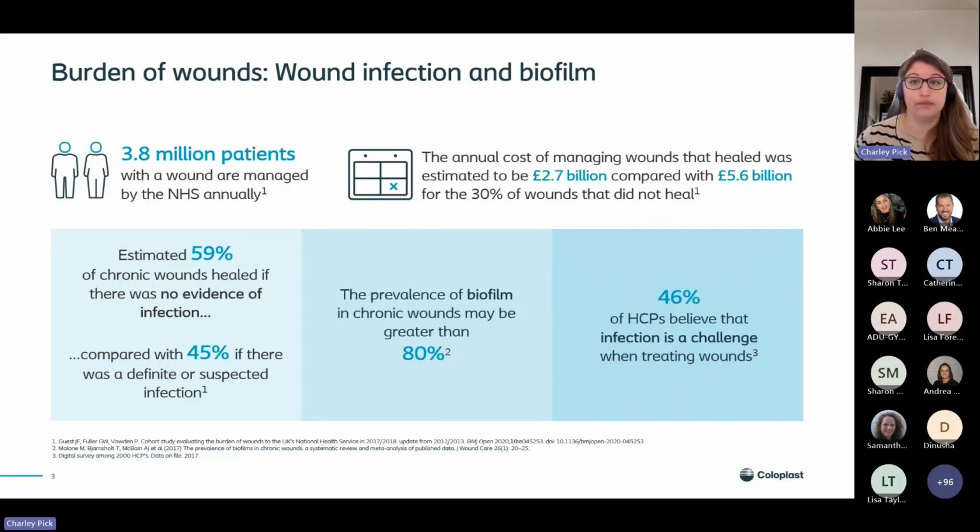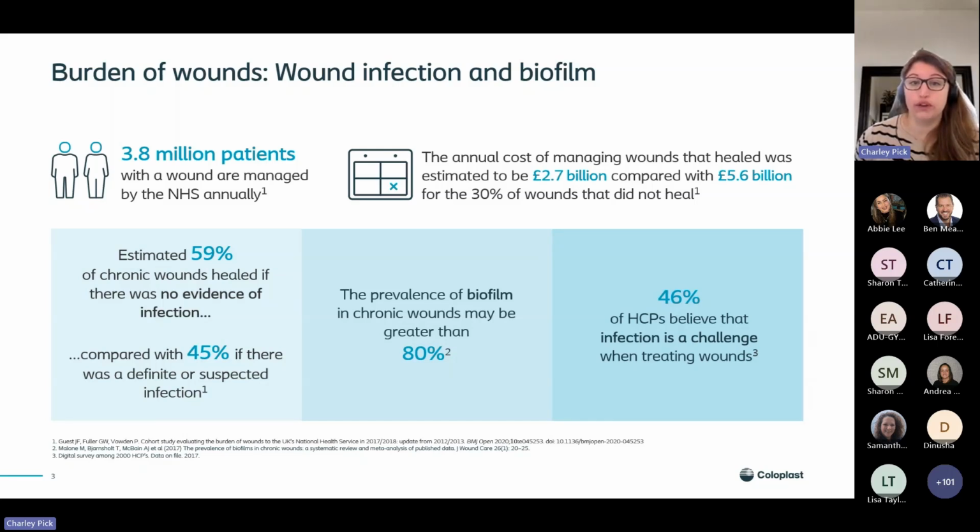So as you can see from that, it's just over double the amount to treat wounds with an infection compared to those that we managed to heal. So it's estimated that 59% of chronic wounds heal if there's no evidence of infection, but you can compare that with 45% if there was a definite or suspected infection. So chronic wounds we know are difficult to heal anyway, but if you add on the complication of having a definite or a suspected infection, then it makes it even more difficult to manage.